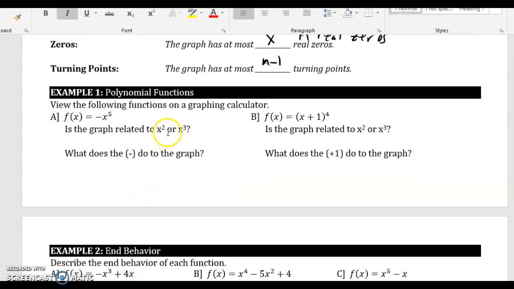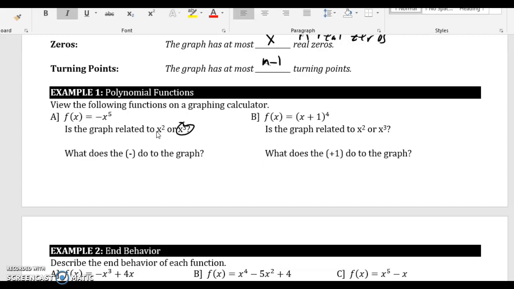Let's take a look at the next part. This is basically what we did last chapter with transformations, except we're dealing with a different graph. So is x to the fifth related to x to the second, or x cubed? It's going to be related to x cubed because they're both odd powers.